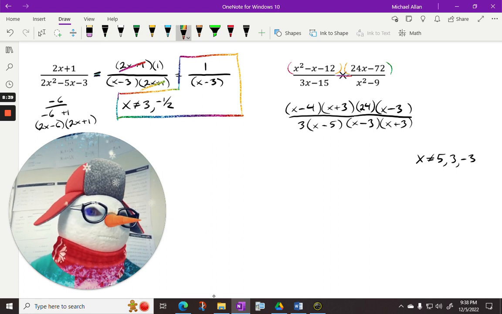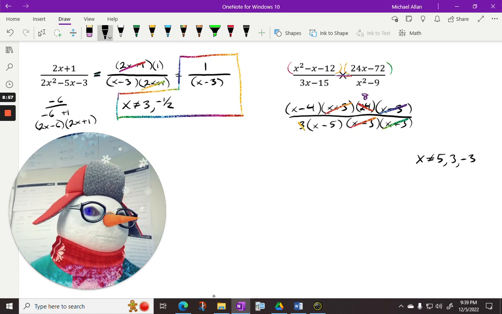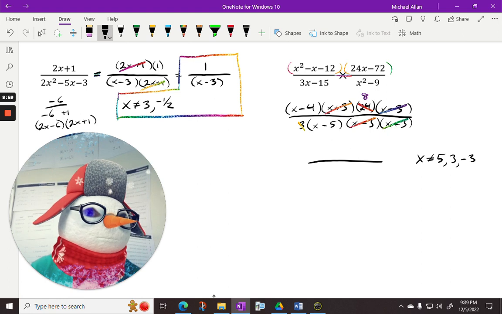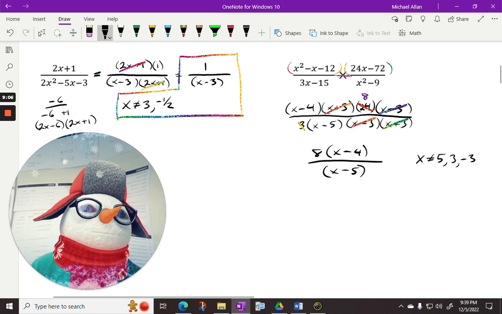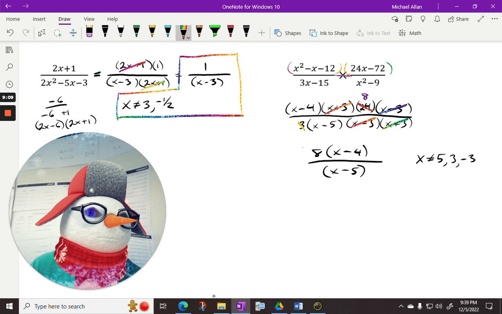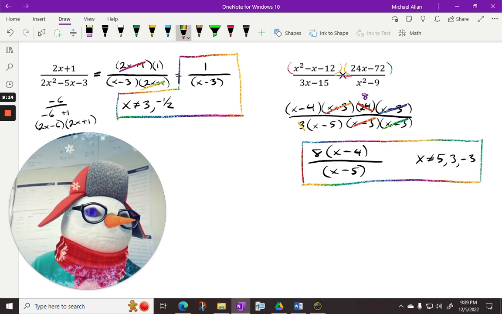Okay, so let's cross some stuff off here. So we've got x plus 3s, we've got x minus 3s, and here I can reduce this down. So this 24 divided by 3, I can reduce that down, divide them both by 3, and I'm going to end up with an 8 here. All right. So what do we have on the top? Let's make sure it stays on the top here. So I got an 8 here in the top, then I got x minus 4, and on the bottom, I got x minus 5. Cool. So let's put a little box around that. And there's my answer.